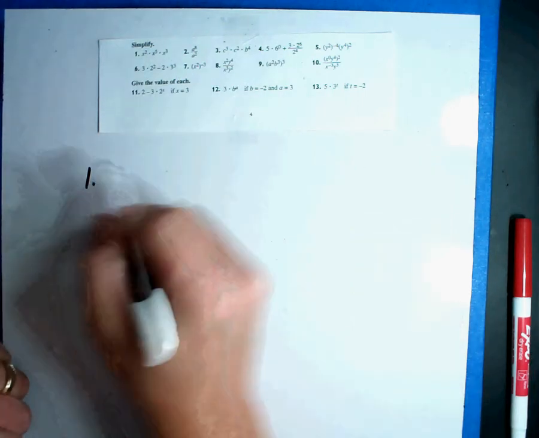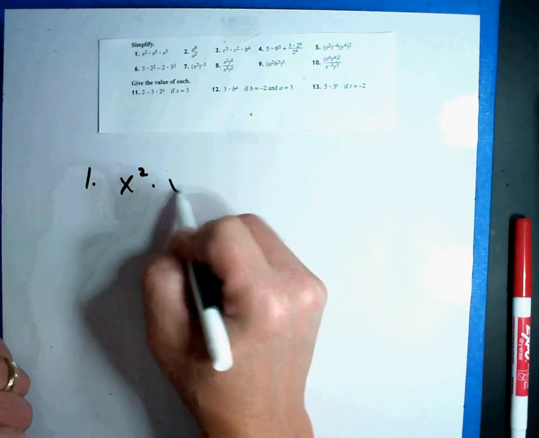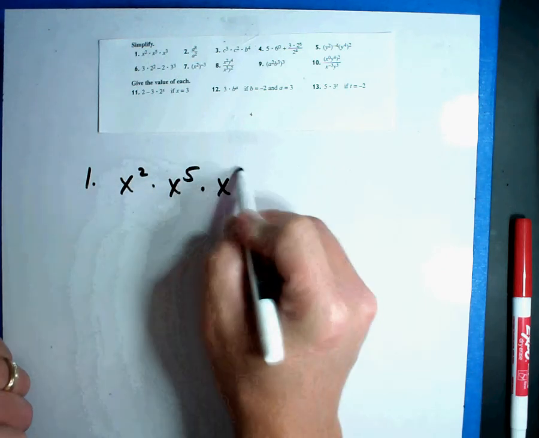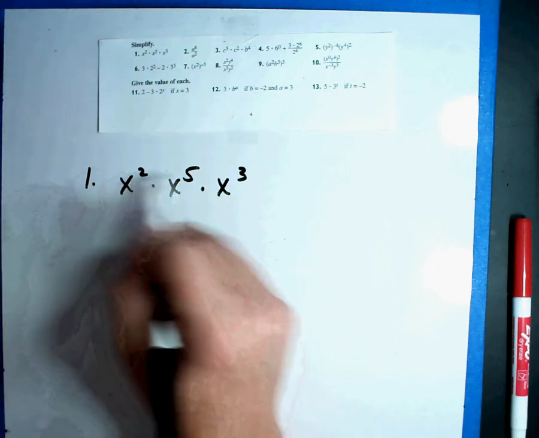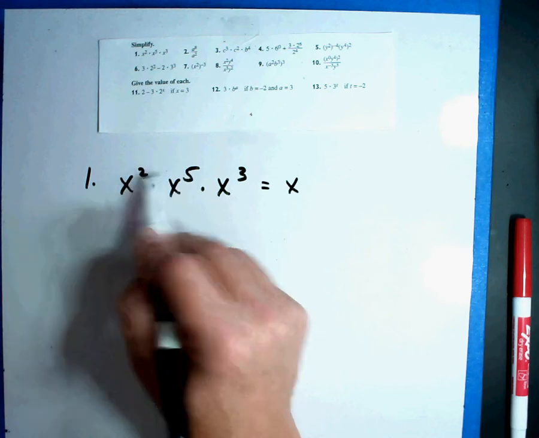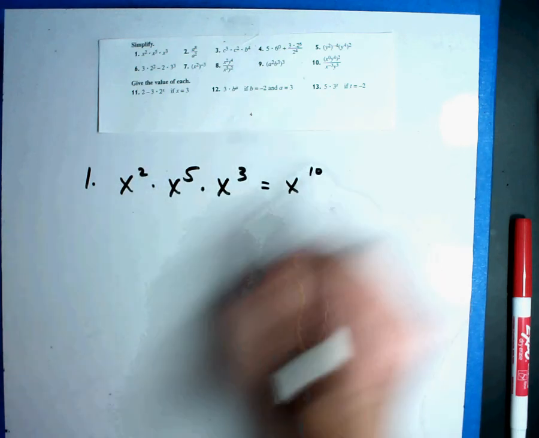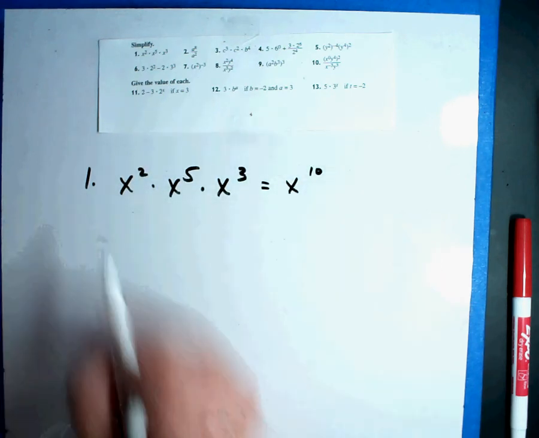Number 1 is x squared times x to the 5th times x to the 3rd. Now remember, we're multiplying exponents, so it's simple addition. So your answer you should have gotten was x to the, this is 2 and 5, that's 7, 10th. x to the 10th should have been the answer to the first one.